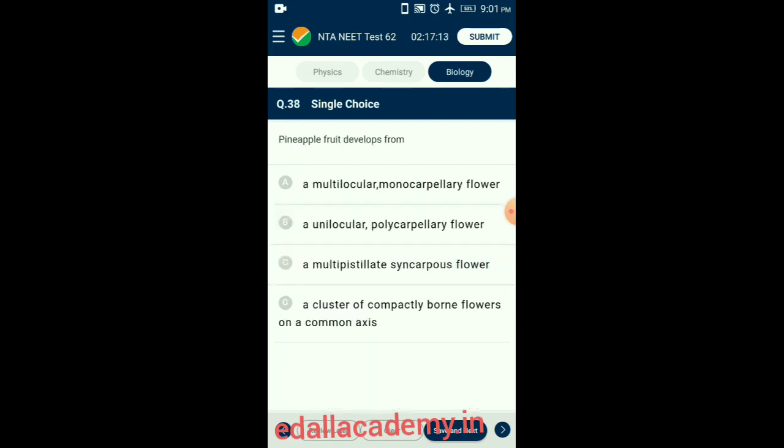Pineapple fruit develops from... Pineapple is a sorosis type of fruit that develops from spike inflorescence. Here the flowers fused by their succulent tepals, and the axis bearing the flowers becomes fleshy or woody, thus forming a compact mass. These are composite or multiple fruits. So the answer is option D, a cluster of compactly borne flowers on a common axis.